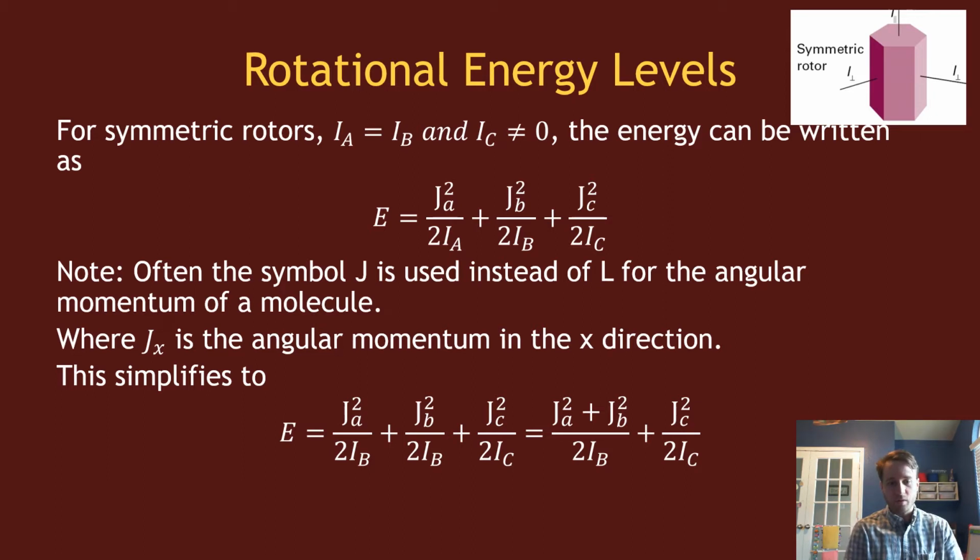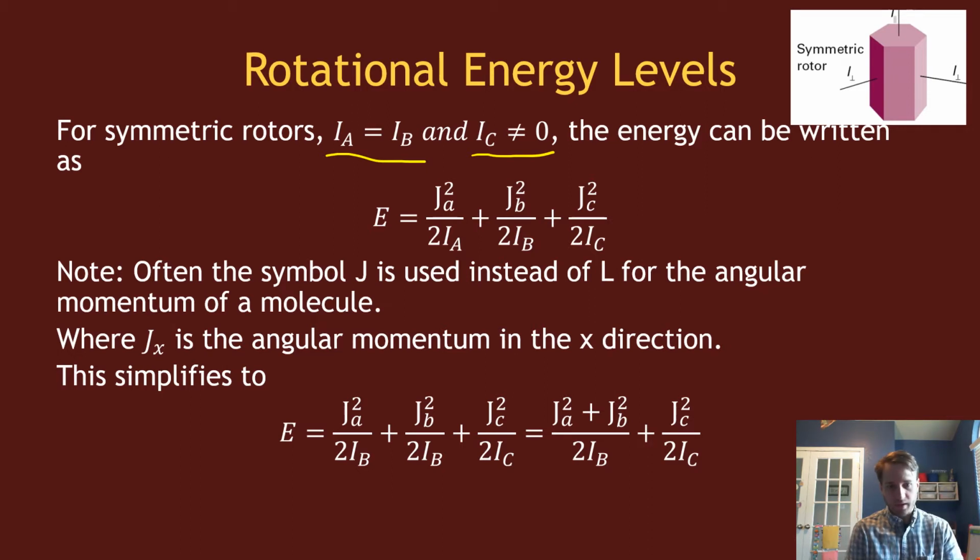So for a symmetric rotor, I have a case where, again, two of the moments of inertia are equal and one is not, and that one that is not is also not equal to 0. And so the energy for that rotational object is given here: JA squared over 2IA, JB squared over 2IB, so on and so forth.